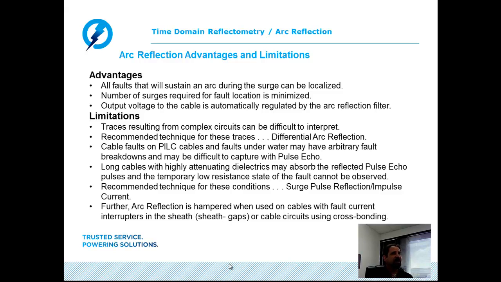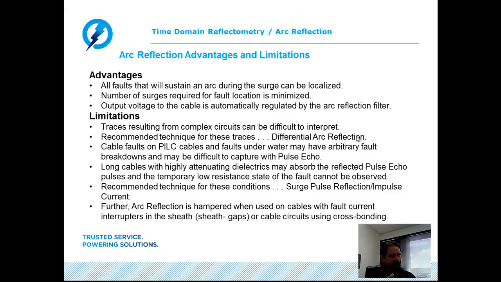And the output of the thumper, the output voltage, is regulated by the arc reflection filter or power separation unit. So again, while we're doing this pre-locating technique, we are greatly reducing any high voltage stress to the service aged cable that we're fault locating on. Now, the limitations to this technique: if it's a complex circuit with many branches, T connections, Y connections, if we have a lot of reflections, the waveform can be difficult to interpret. But again, we can apply a differential technique, called differential arc reflection.